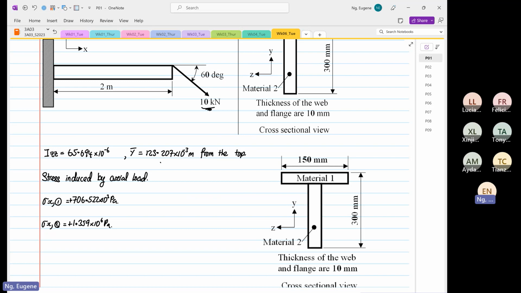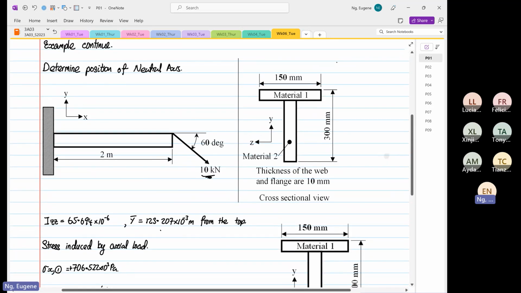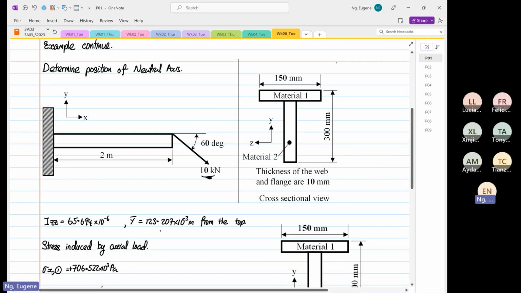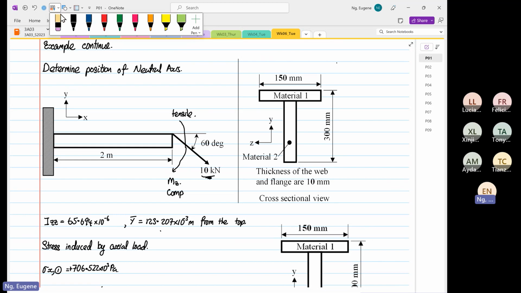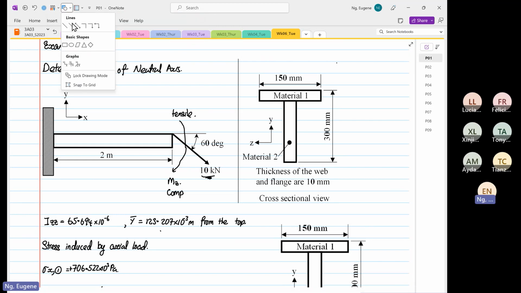So I'm going to continue on this problem. And what we're going to do is determine the position of the neutral axis. So just to recap, this is our moment. Oh, excuse me. This is the moment in Z, right? So we know that over here will be under compression. So this will be under tensile. So if you look at over here, we do know the position of our centroid, our geometric centroid.